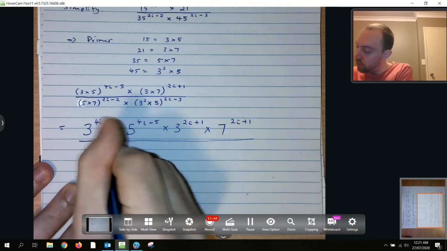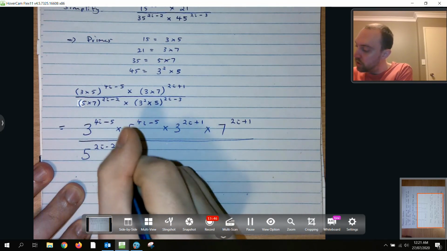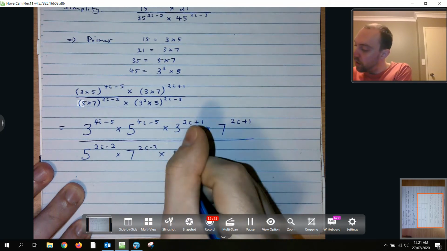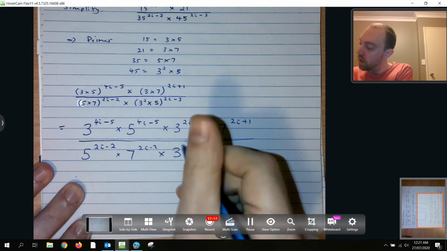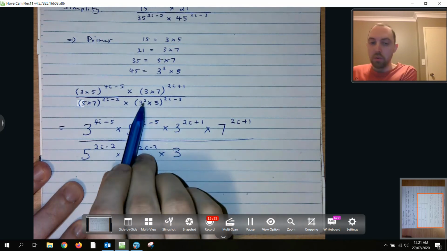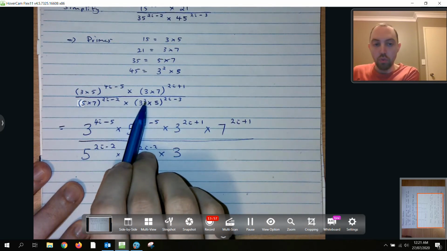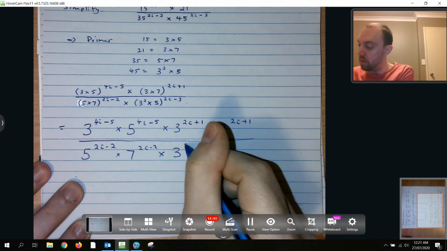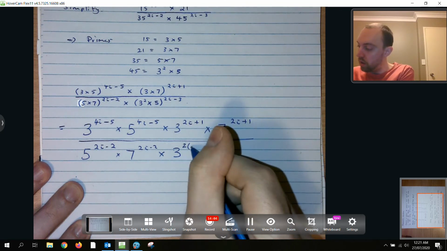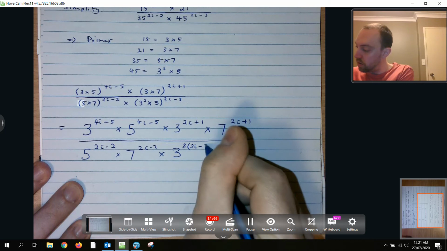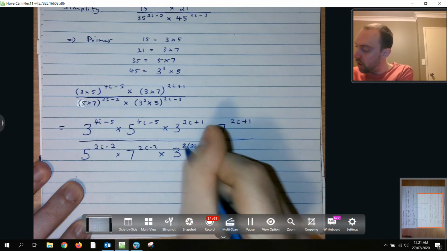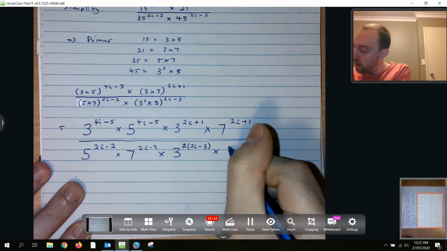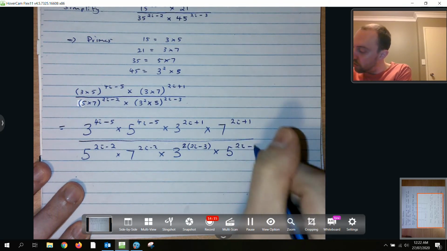5 to the 2i take 2 times 7 to the 2i take 2 times 3 to the, because we've got 3 squared here, we've got 2 times 2i take 3, so we're actually going to have, I'll write it like this first. Okay, something like that, and then 5 to the 2i take 3.